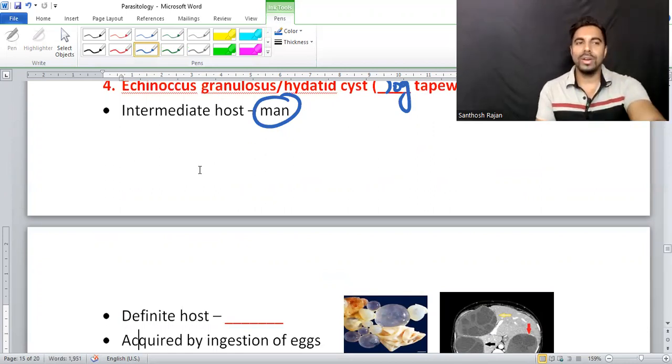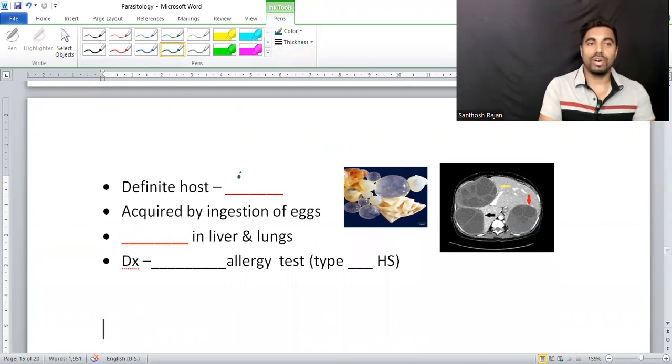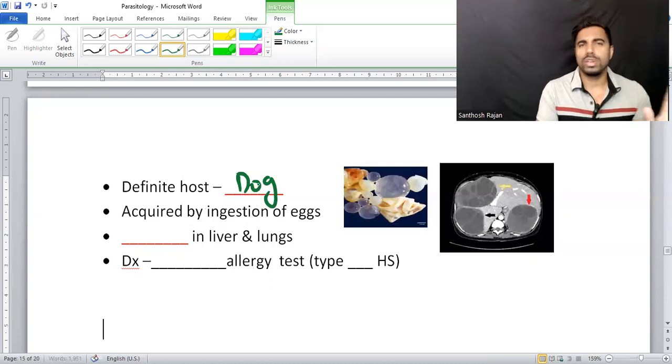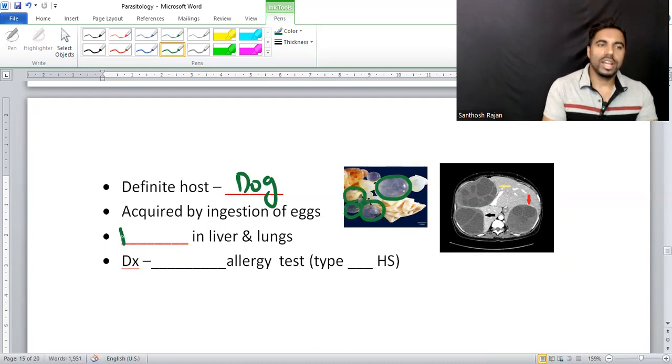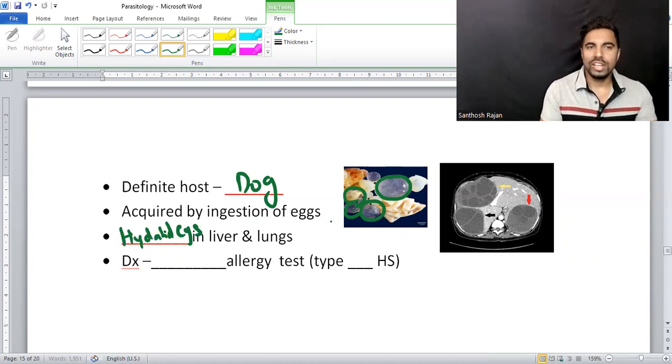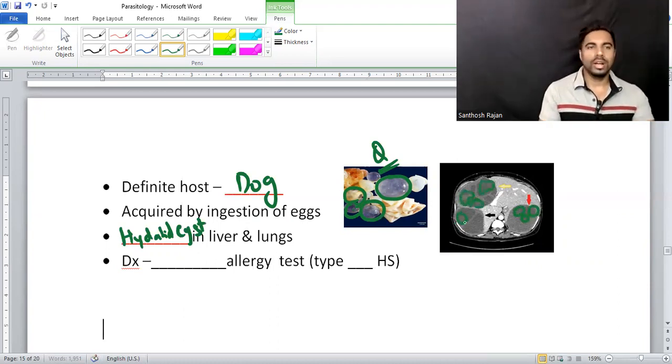Now, the definite host is what? Your dog. Dog is the definite host. So whenever there is a history of a dog, and then liver involvement, it's very common in India. Hydatid cyst is very, very common. You see this picture. These are acquired by ingestion of the eggs, and then the hydatid cyst is formed. In the liver and lungs it's very common. In CT you can see all the cysts, the hydatid cysts.